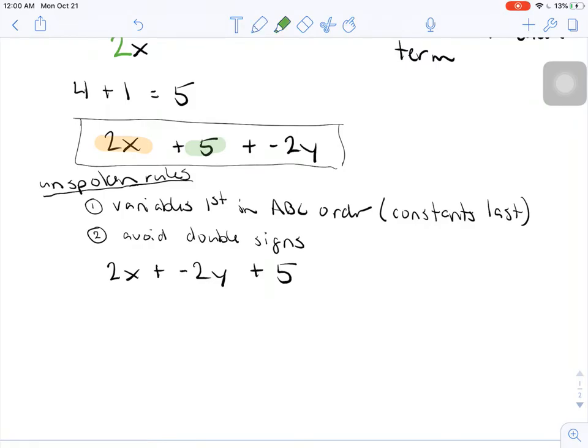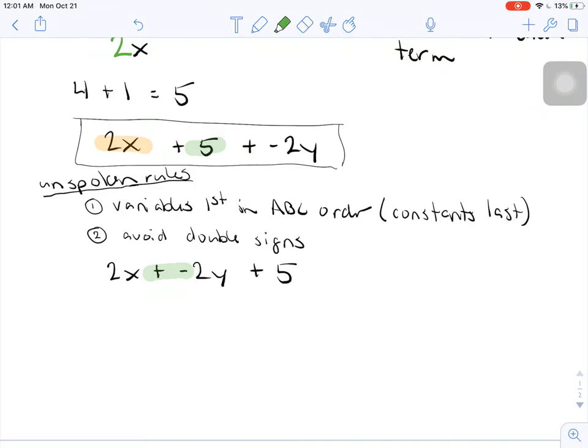This avoid double signs has to do with what's happening right here. So we don't like to put two symbols in a row like that. So we had changed our subtraction to addition to make it easier to see where the terms were and which terms are positive and which terms are negative, so that we didn't lose track of anything that was supposed to be negative. When we're all done, though, we like to clean that up.